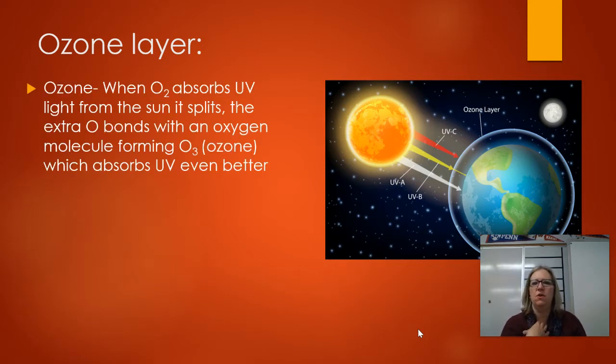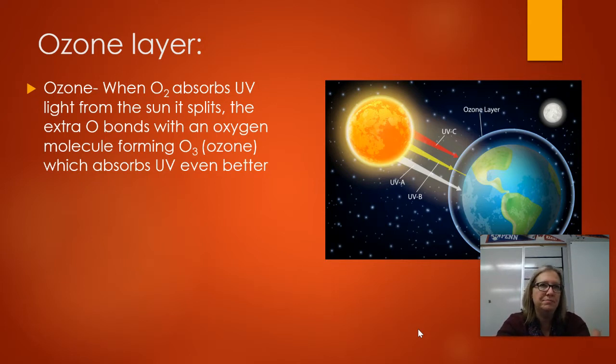Basically, we breathe O2, which is oxygen. Ozone is O3. It's three oxygen atoms bonded together into one molecule. Okay. So when O2 in the atmosphere is hit with UV radiation, UV light from the sun, it splits. You have two single oxygen atoms. Okay. And so that single oxygen atom is going to go find an O2 and hook up with it to become O3. Okay. So O3 is ozone.